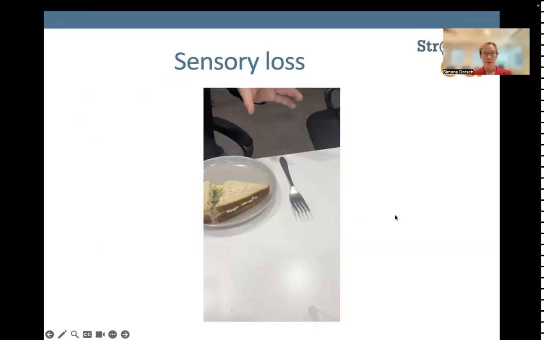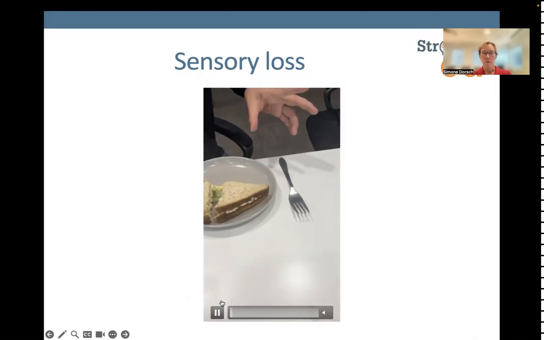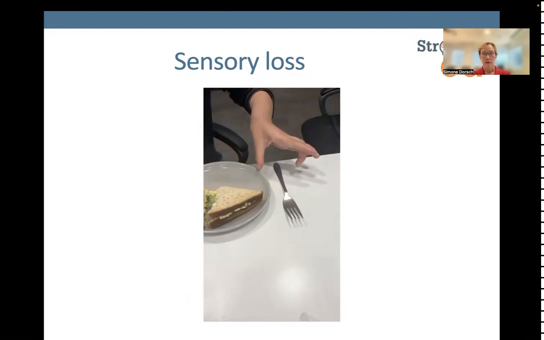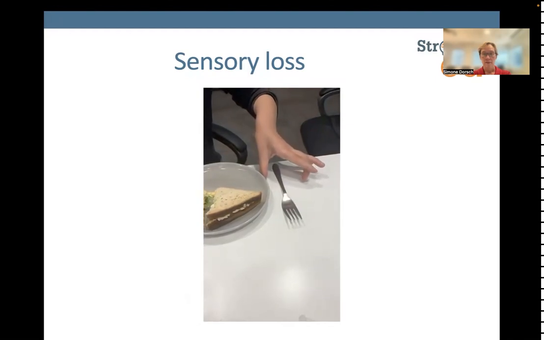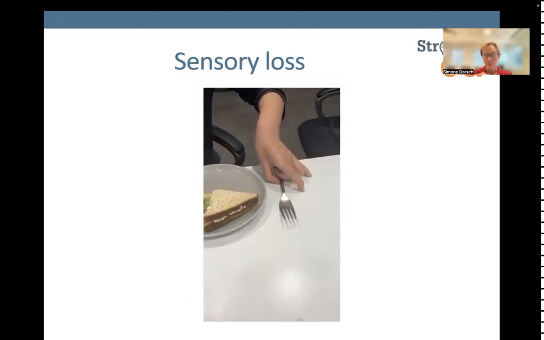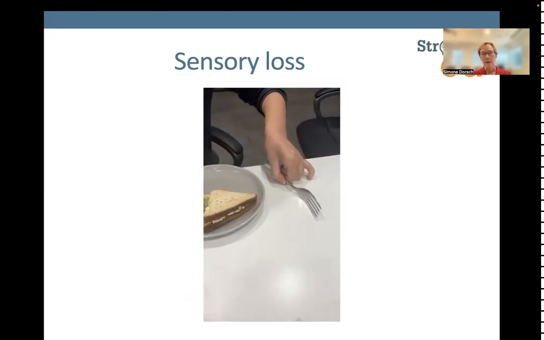So sensory loss is another cause for excessive muscle activity. If you have a look at this person trying to pick up the fork, think about what you'd usually do. You'd keep your IPs a little bit flexed and use mostly movement at your MCP joints to come in and pick up an object like that. And there's a lot of excessive flexion at the IP joints and also at the MCP joints.